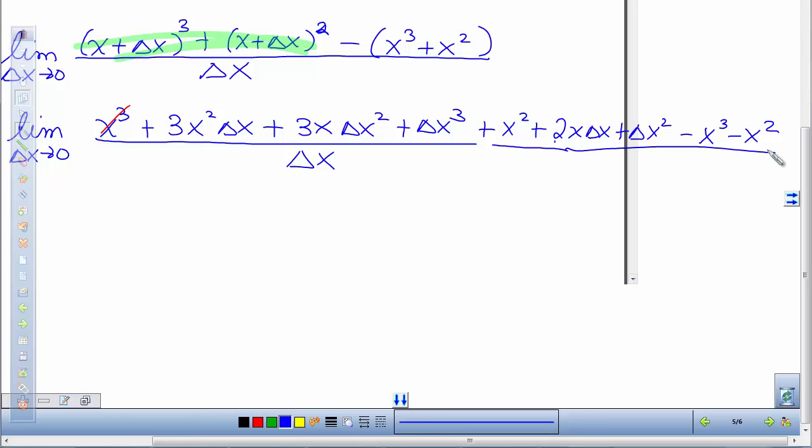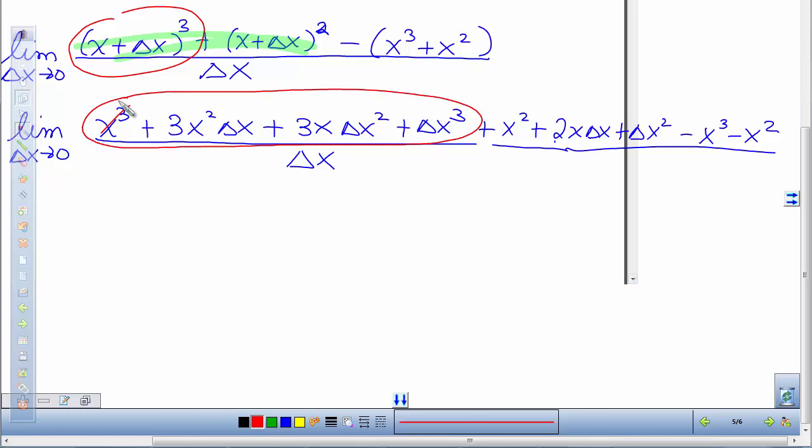Okay, now we've got it all. Let's just go back and look at this. What we have here is all of this, and what we have here is all of this. And then I think you can see where we have the minus x cubed and the minus x squared. Okay, all of that is over delta x.